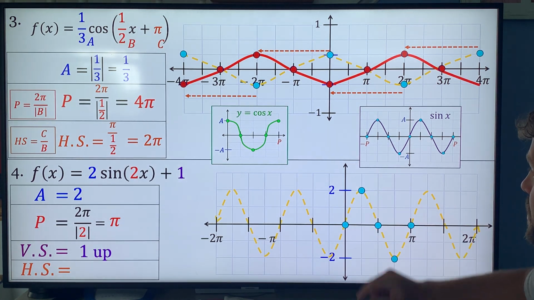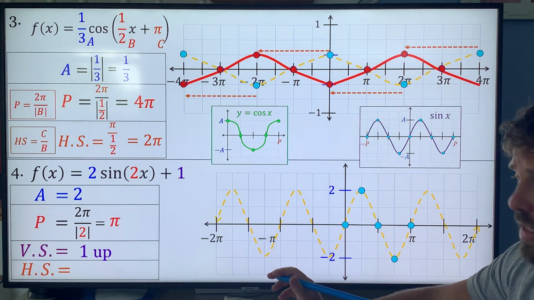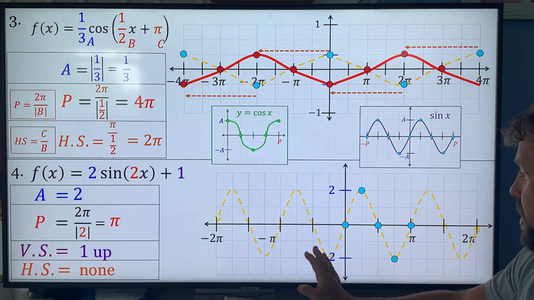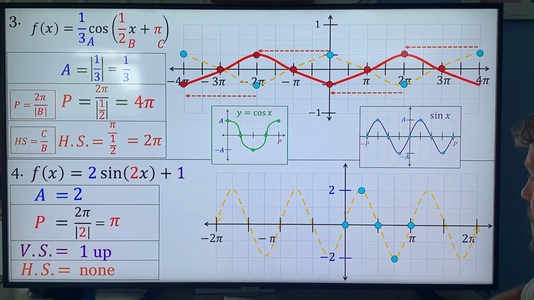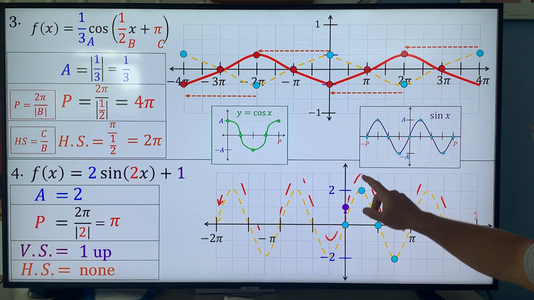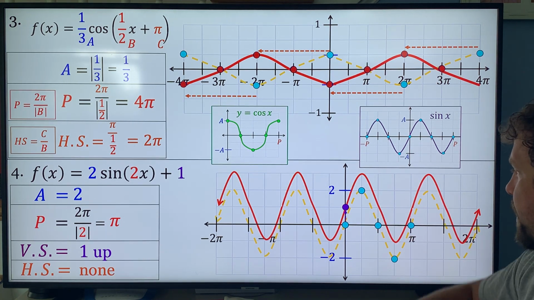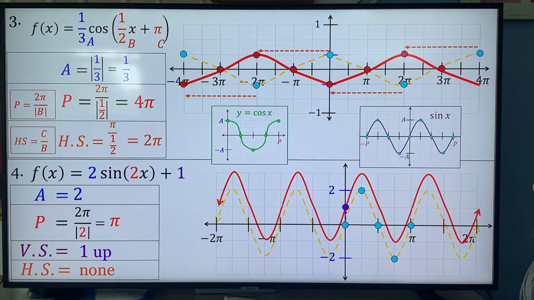So all these little guys are going to go up 1. Horizontal shift, there's nothing inside the function, so there is none. So all I do is take this graph right here, take each one of those points and slide them up 1. I take this point, slide up 1, up 1, up 1, up 1. They're all up 1. And that's my final answer. All right, that's it. Doesn't seem too terrible, right? That is moving trig functions.